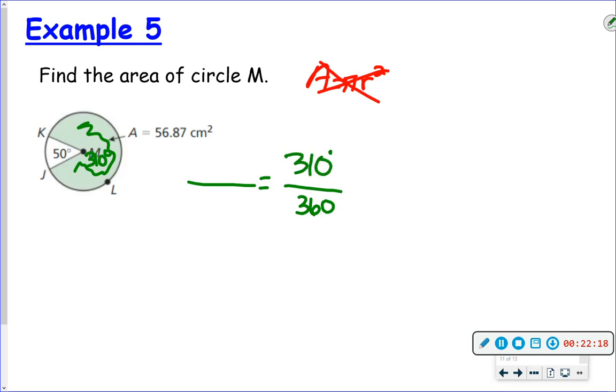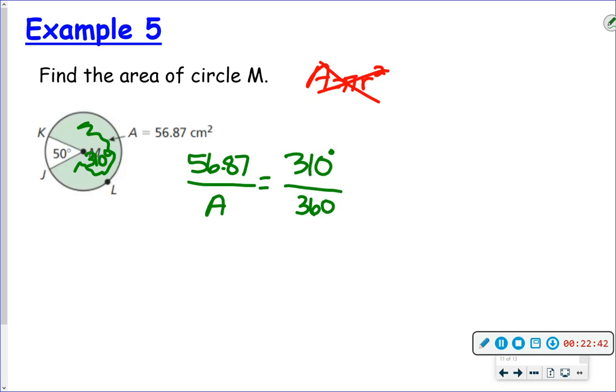Now, this is the part where we have to be careful how we fill this in. Is this the area of the sector or the area of the circle? Is it going top or bottom? Top. It's the sector. It's the wedge. We are finding the area of the circle. Pi r squared is the area of the circle. We have to solve for A and we'll be done.